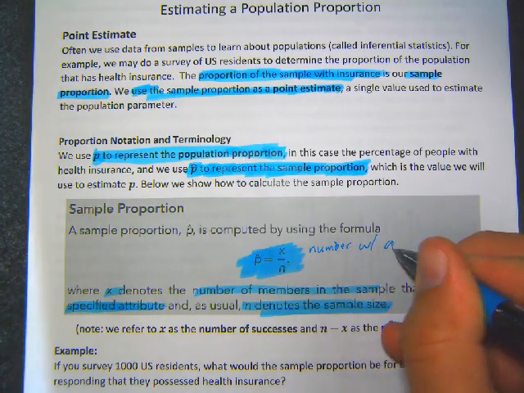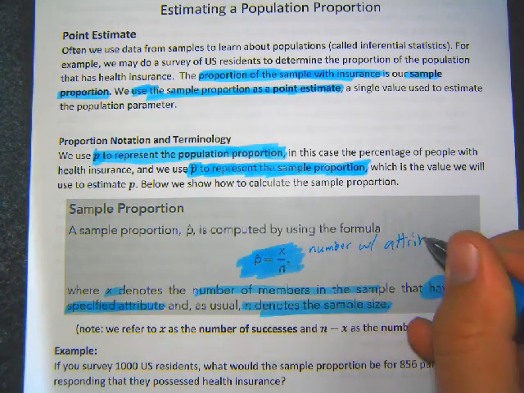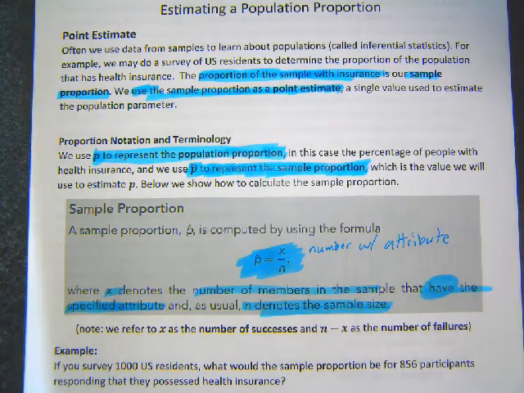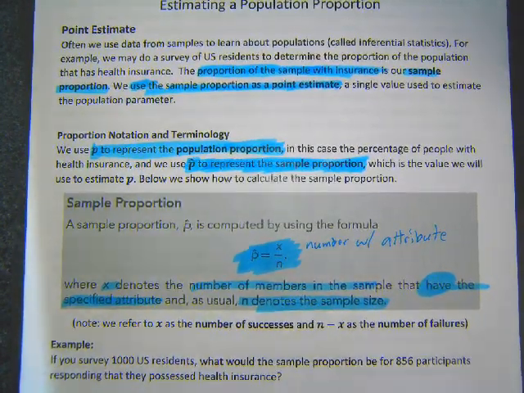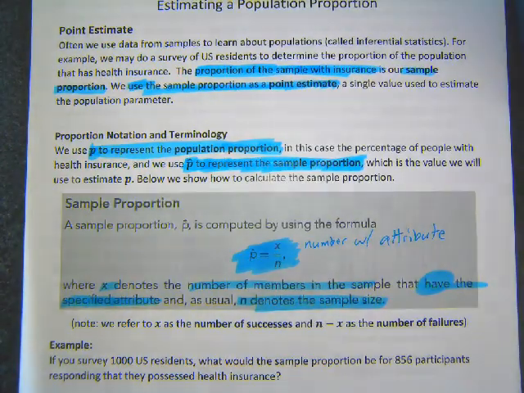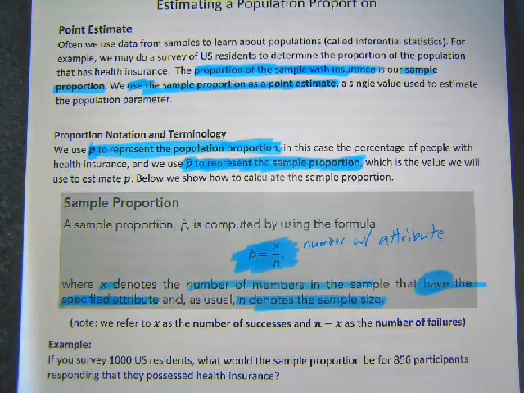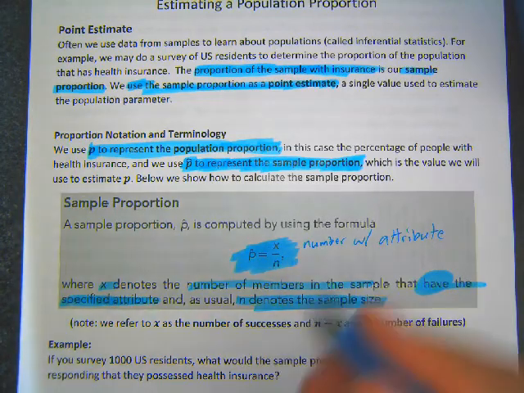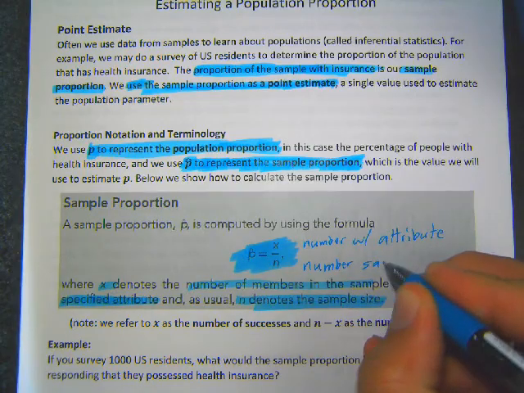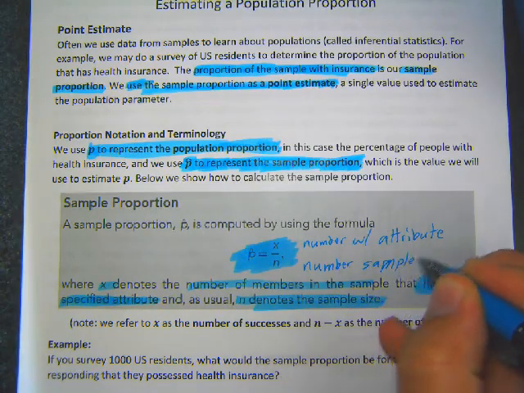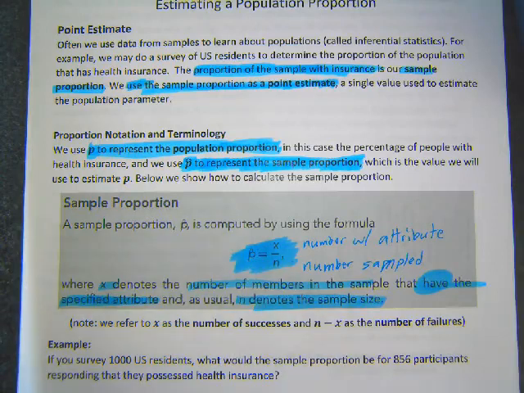So the X is the number with the attribute. So they have whatever you're looking for, whether it's that they have health insurance, they own a home, they are married. You know, if you're doing studies on any of that stuff, that's what you'd be looking for. X would be the number of successes or things that do have that, and then N is the number sampled. And if you divide those, you'll get your proportion, your sample proportion, p hat.